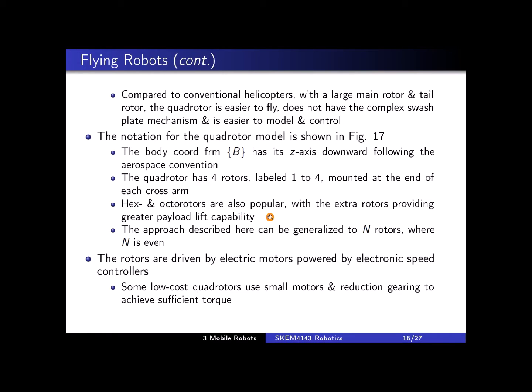Hex and octo rotors are also popular, with the extra rotors providing greater payload lift capability. The approach that we will describe here can be generalized to N rotors, where N is even. And these rotors are driven by electric motors powered by electronic speed controllers. And some low-cost quadrotors use small motors and reduction gearing to achieve sufficient torque.